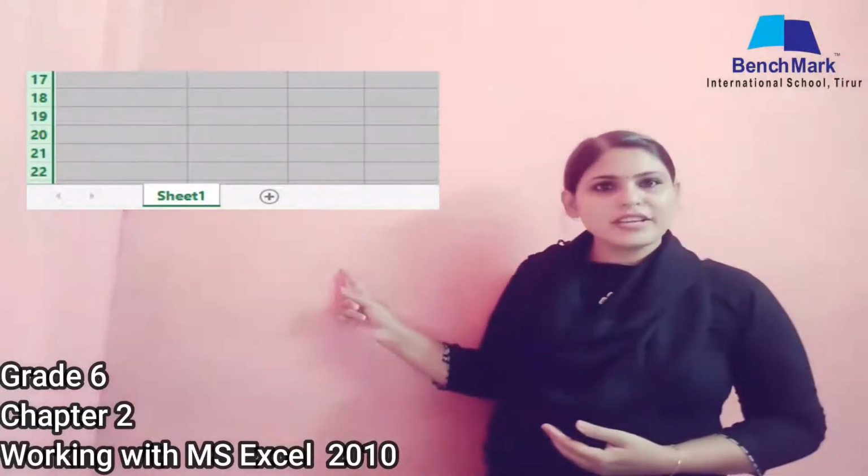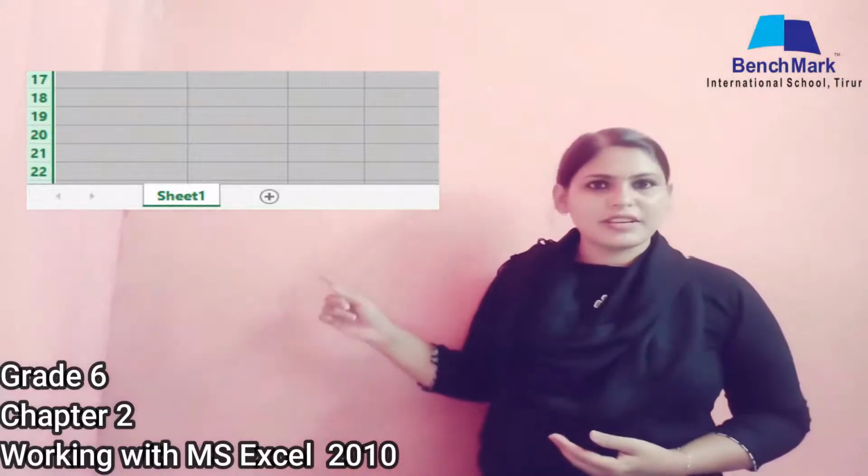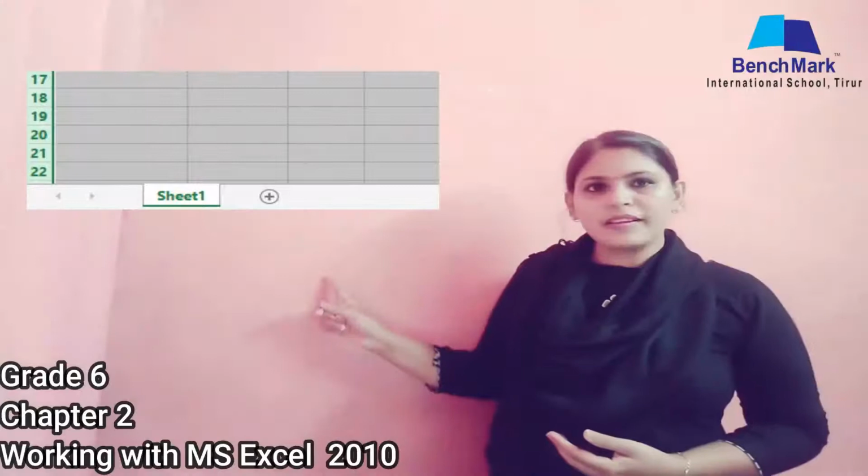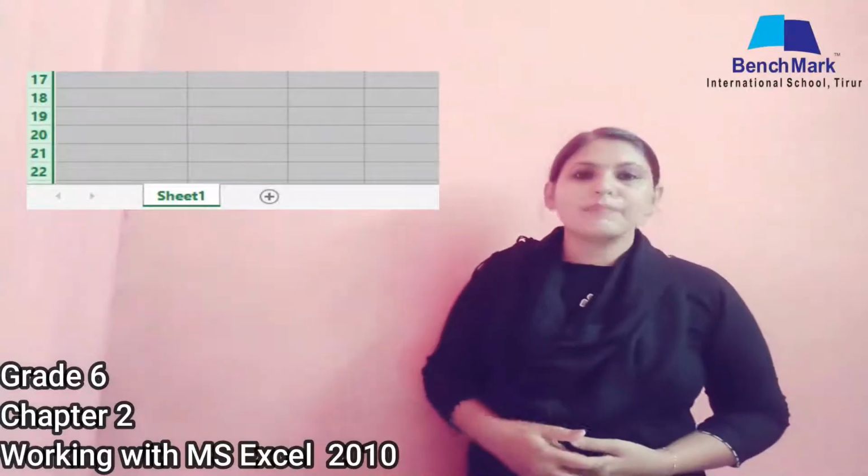By right clicking Sheet1, you can rename the sheet or you can hide the sheet. Nearer to Sheet1, you can see a plus symbol. By clicking that plus symbol, you can add more sheets. How to enter data in a worksheet? Click the cell where you want to enter data. Type the data in the cell, then press Enter key or Tab key to move to the next cell.